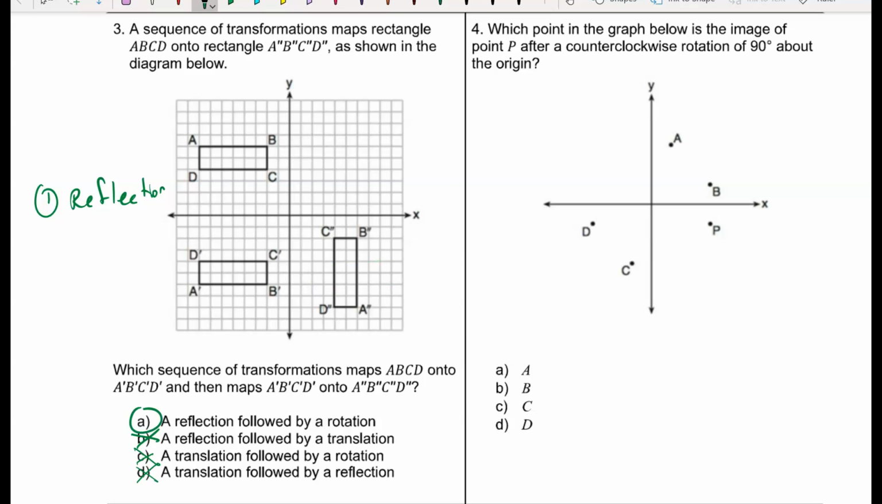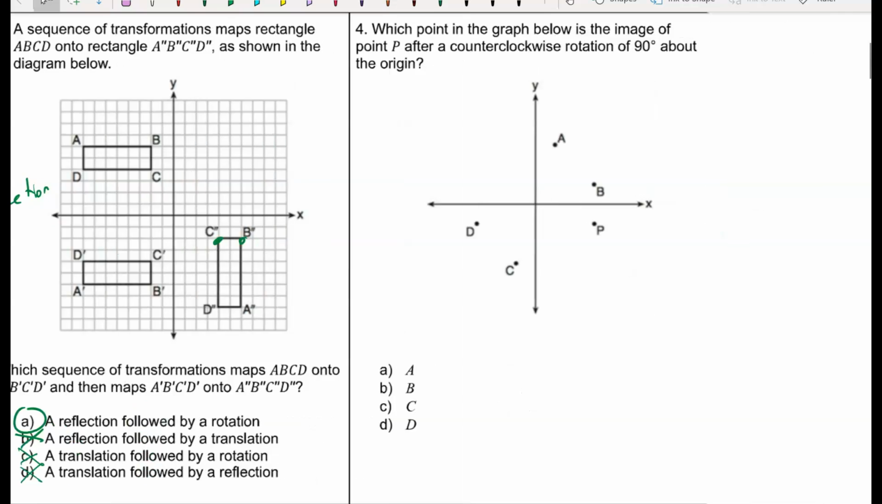So my only option here is that I must have rotated it some number of degrees, probably about the origin, to get C to land up there and B double prime to land up there, and so on. So try to visualize what's happening here step by step. Just visualize the first step. Notice I didn't even look at the answer choices there. And then try to visualize the second step.